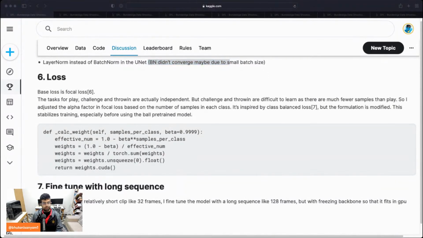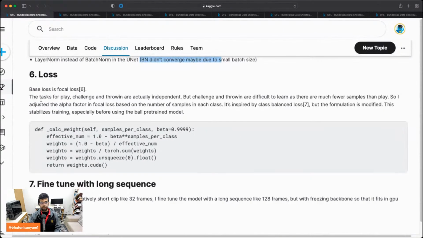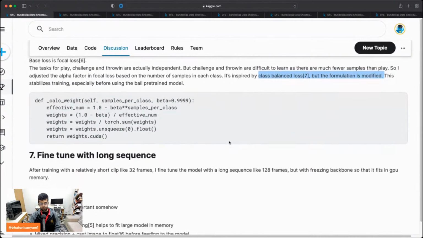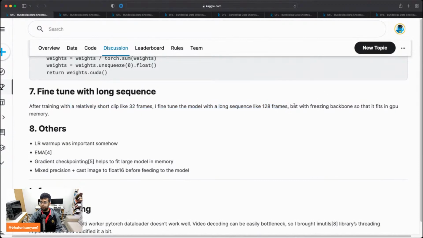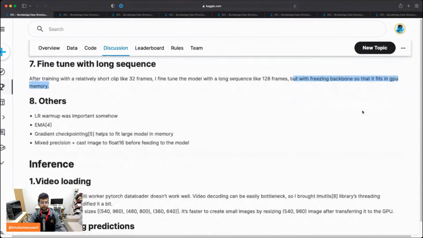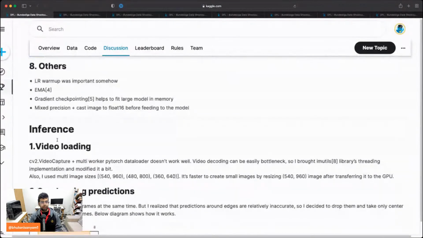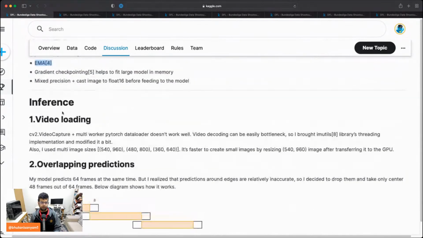Base loss is focal loss for him, and he had modified how the class balance loss was defined. After training with short clips like 32 frames, he had fine-tuned with longer frames, but he had frozen the backbone to fit it inside the memory. He says LR warm up was important somehow. He had used exponential moving average.